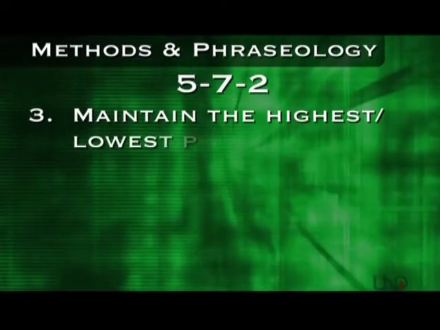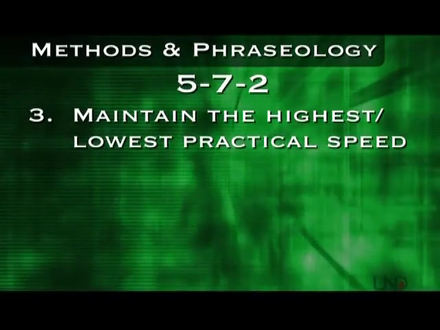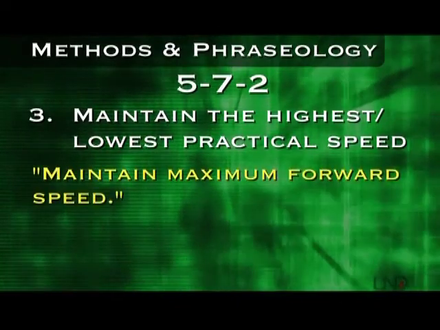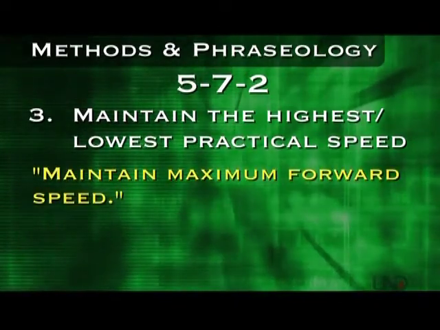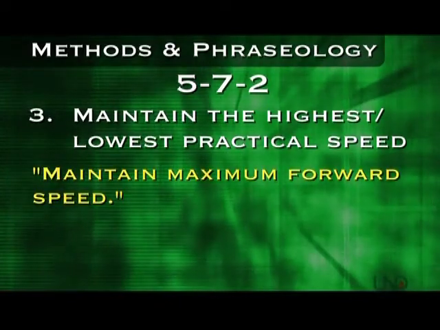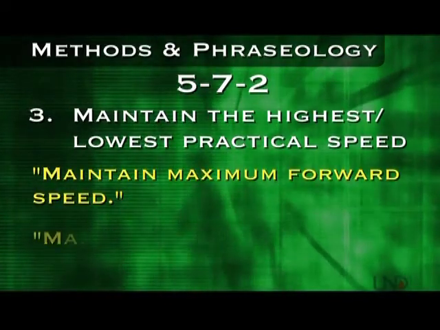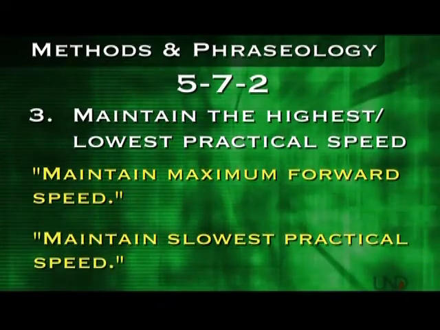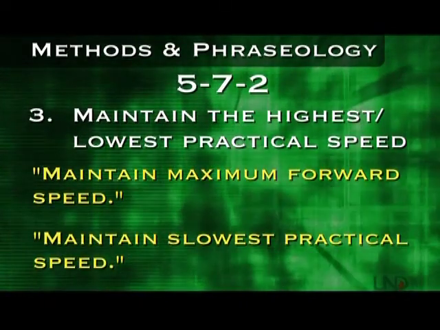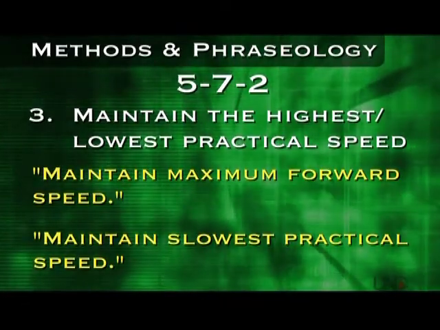Maintain the highest or lowest practical speed. For this method, you can instruct the pilot to maintain maximum forward speed. Remember that if the aircraft is below 10,000 feet, 250 knots is the fastest a civil aircraft can legally go. You can also say maintain slowest practical speed, but keep in mind that depending on where the aircraft is on final, it may already be at its lowest practical speed. Let's take a listen.